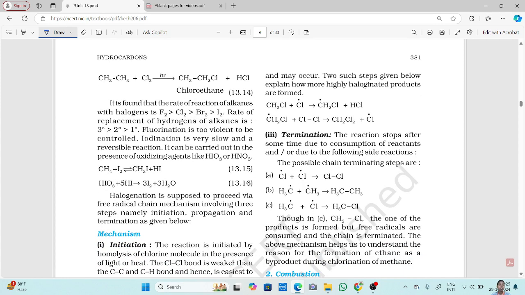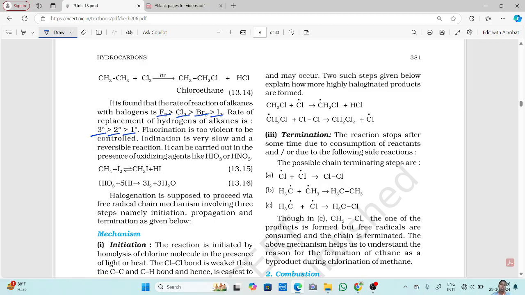It is found that the rate of reaction of alkanes with halogens is F2 > Cl2 > Br2 > I2. This is how they react. So fluorine is the most reactive, then chlorine, then bromine and iodine. Now, the rate of replacement of hydrogen of alkanes: tertiary is replaced first, then secondary, then primary.